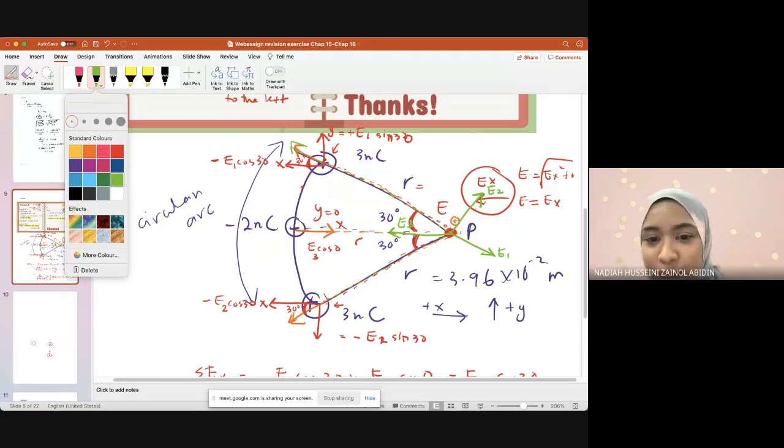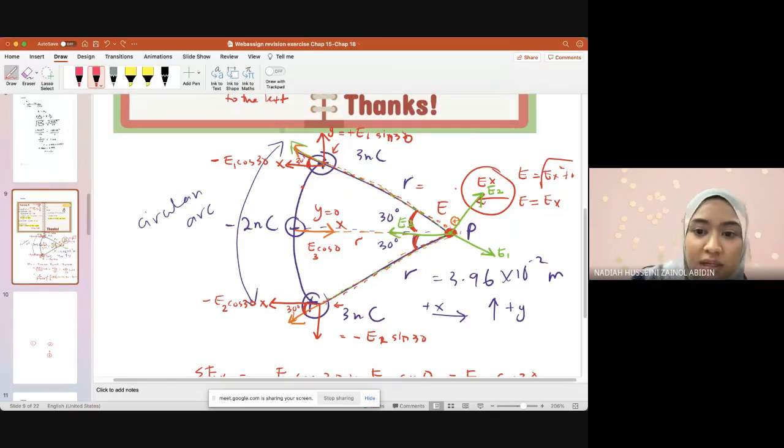Okay, so now remember kita kena letak arrows dekat tempat of interest. This is the grave mistake. And when I taught you this chapter, this is what I highlighted and I forgot it myself. So that was really bad of me. Okay, so E2, the X, let's use a different color.